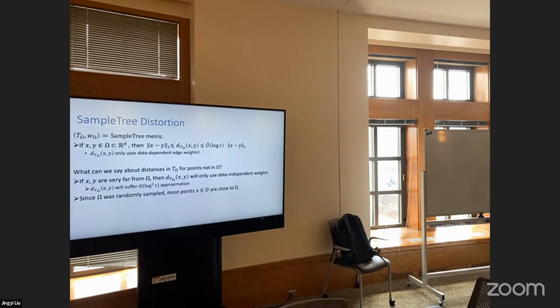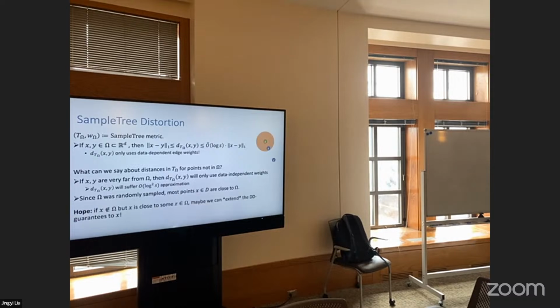But the intuition is that this omega was a randomly sampled set of points from my data set. So on average, most points should hopefully be not too far from omega because it was a random sample. So hopefully not too many points are going to be only using the data independent edge weights.